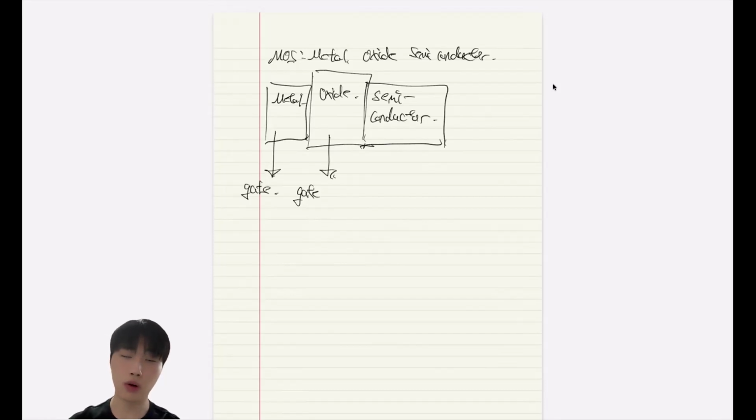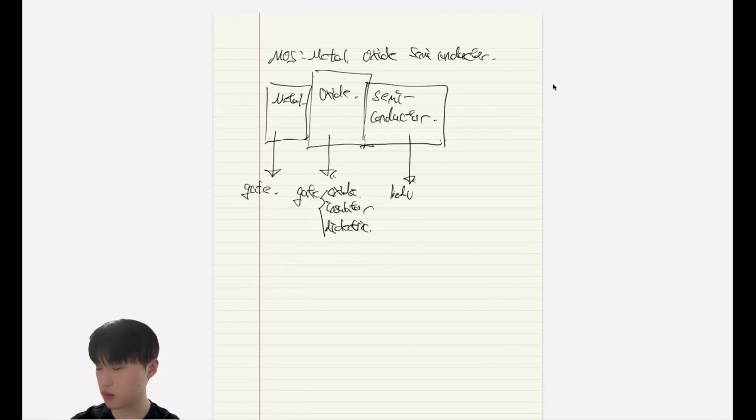There are several words for it: the gate oxide, or gate insulator, or gate dielectric. And the semiconductor part, we call this part the body. So we can say this is GOS: gate, oxide, and semiconductor. So this is the very simple metal oxide semiconductor picture.